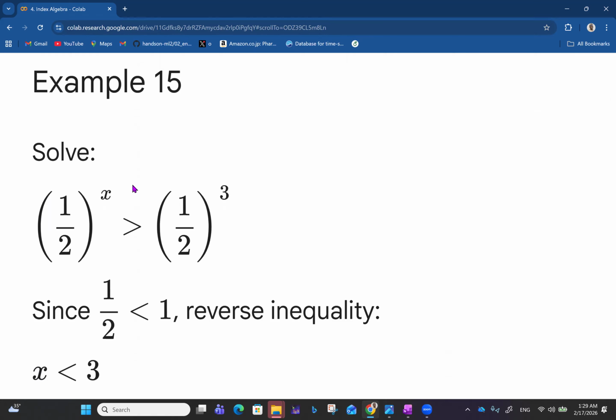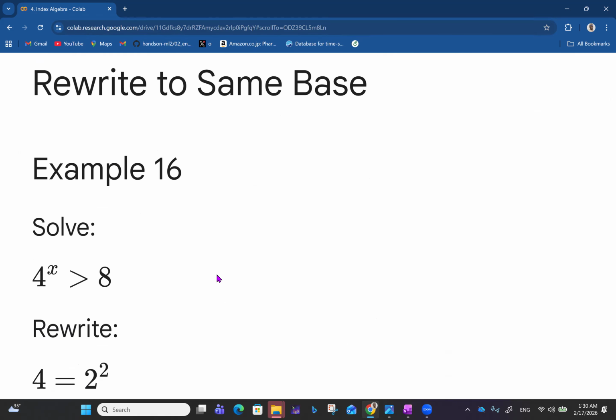If this is bigger than this, it means that the power here has to be smaller, because for a fraction, the bigger the power, the smaller the overall number is going to be. For instance, 1 over 2 raised to power 4 is smaller than 1 over 2 raised to power 3. So if you are dealing with a fraction, the smaller the power, the better. So since the base is less than 1, you have to reverse the inequality, so x has got to be less than 3. Because 1 over 2 raised to power 2 is 1 over 4, and that is greater than 1 over 8. So you can also rewrite to the same base.